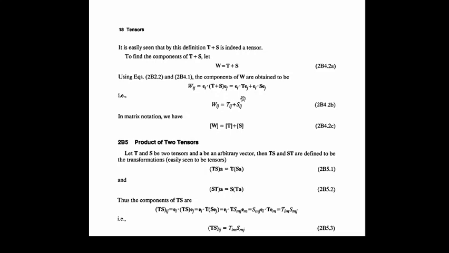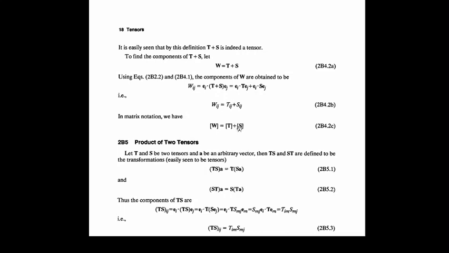Here I am using the definition of the sum of tensors. Now I can write Ei dot Tej plus Ei dot Sej. Again, by using the definition of the components of a tensor, the first term is equal to Tij and the second is equal to Sij. So 2b4.2b gives us the components of the tensor W, which is the sum of the two tensors S and T. So Wij equals Tij plus Sij.